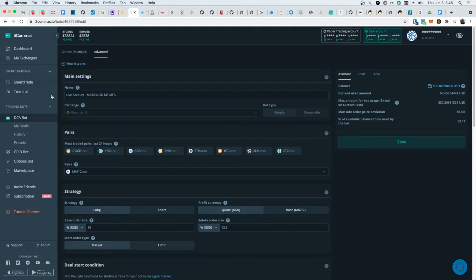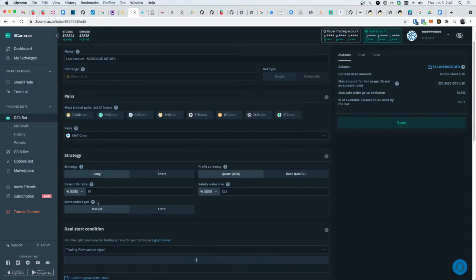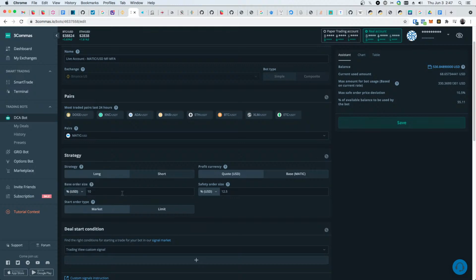You can see the live account is through Binance, and I had to pick Matic USD here, so I had to take all my paper tether and move it to USD. I just had to make sure I had USD in my Binance account and connect it. This time we're doing a long, quoting in US dollars, and we're doing 10% of the account on the first buy, which is where we get the 68 bucks, however that works out.